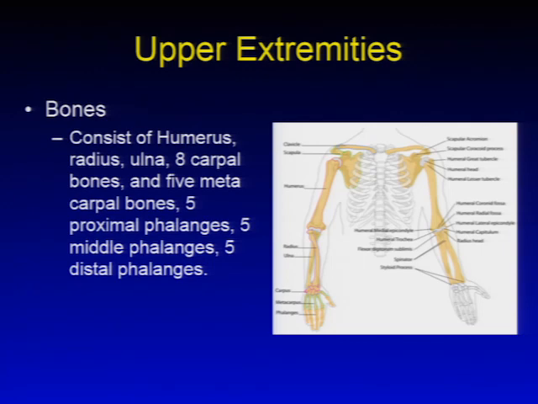Next, we will cover the basic anatomy of the extremities. Beginning with the upper extremities, we will first review the bones of the upper extremity. The bones of the upper extremity consist of the humerus, radius, ulna, 8 carpal bones, 5 metacarpal bones, 5 proximal phalanges, 5 middle phalanges, and 5 distal phalanges. The image found on this slide illustrates these bones and their anatomic relationship.